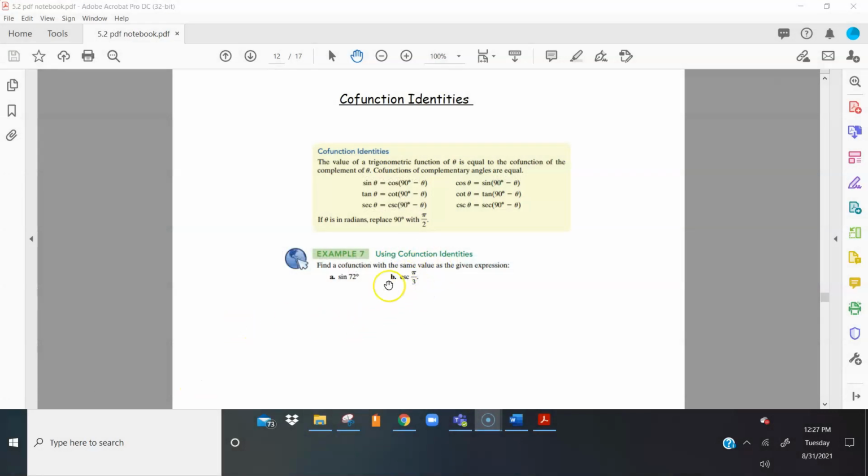Now let's look at cosecant of pi over 3. So if you haven't already written that one down, let's do it. Cosecant of pi over 3. I know from my formula that the cosecant of theta is equal to the secant of 90 minus theta, but since this is in radians, we'll do the secant of pi over 2 minus theta.